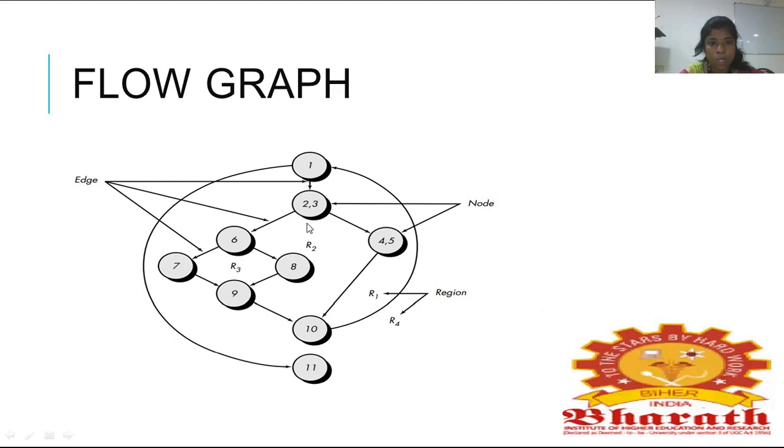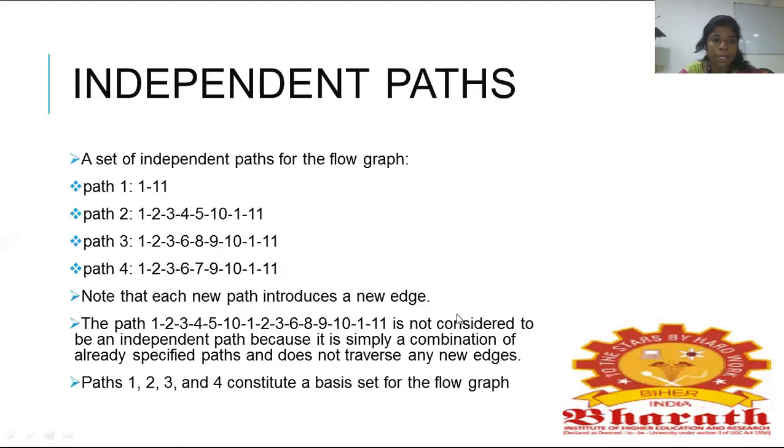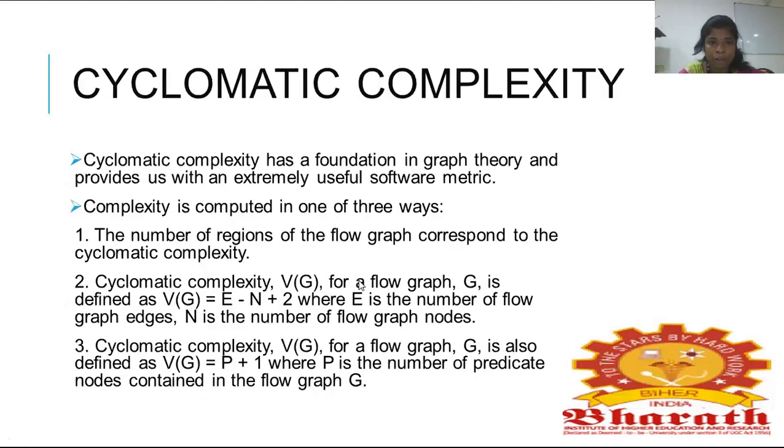Again, the second path, I'm taking 1, 2, 3, 4, 5, 10, 1, 11. Next, I'm taking 1, 2, 3, 6, 8, 9, 10, 1, 11. So these are the 4 paths we're having. Note that each and every path introduces a new edge. Clear? So here 1, 2, 3, 4, 5, 10, 1, 2, 3, 6, 8, 9, 10, 1, 11 is not considered because it is not traversing a new independent path. So in this graph, we have 4 paths for the basic set.